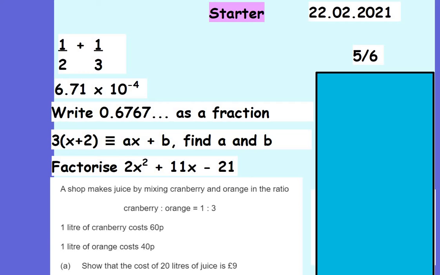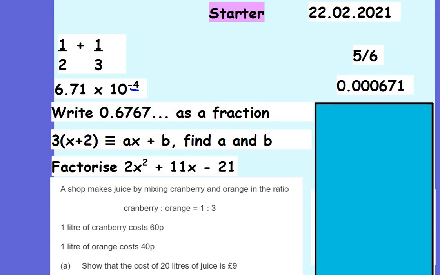The second one was a standard form question. You needed to move all those numbers 4 places on the place value table, and you'll know you're getting smaller because there is a negative in front of the 4. So that's going to give you 0.000671.